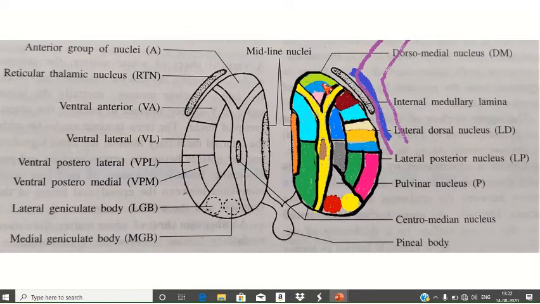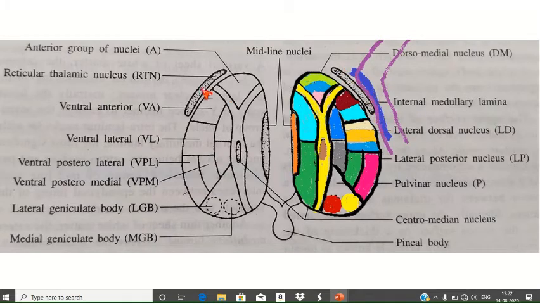Okay, so internal is present inside, outside is the external medullary lamina. So this covers the lateral surface of thalamus. Then the reticular nucleus of thalamus forms a thin shell of nerve cells and intervenes between external medullary lamina and the posterior limb of internal capsule.